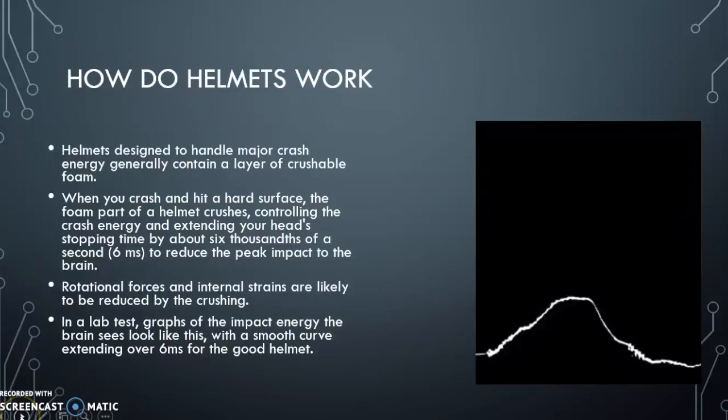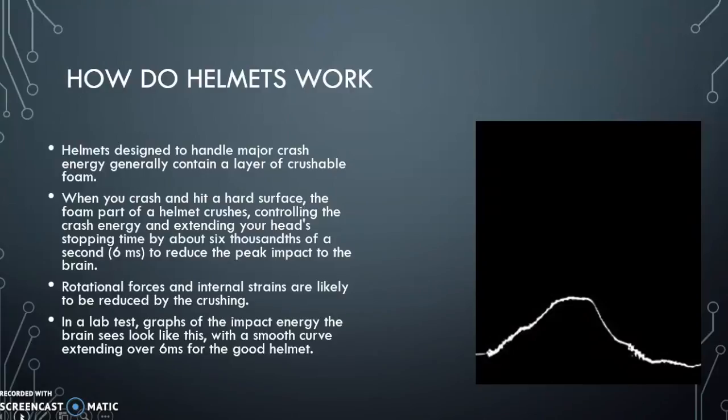How do helmets work? Helmets designed to handle major crash energy generally contain a layer of crushable foam. When you crash and hit a hard surface, the foam part of a helmet crushes, controlling the crash energy and extending your head's stopping time by about 6 milliseconds to reduce the peak impact to the brain. Rotational forces and internal strains are likely to be reduced by the crushing.